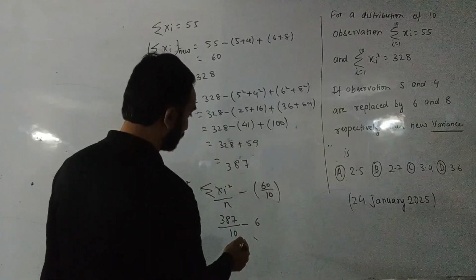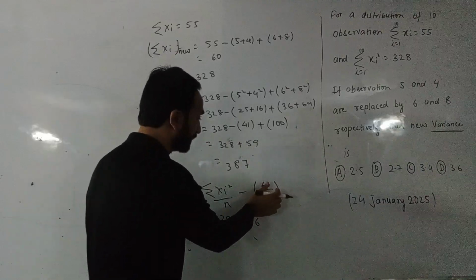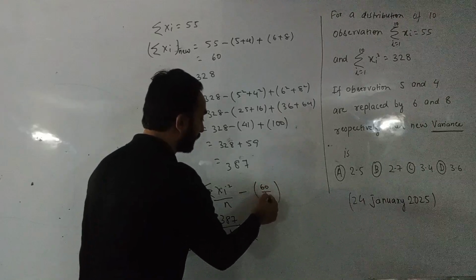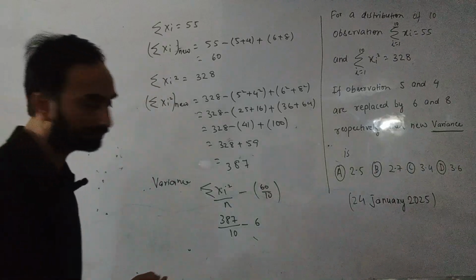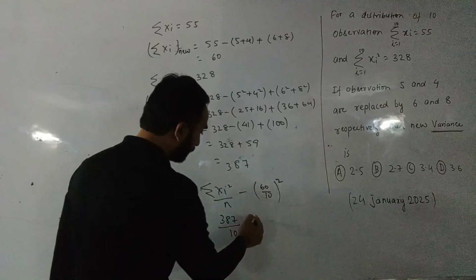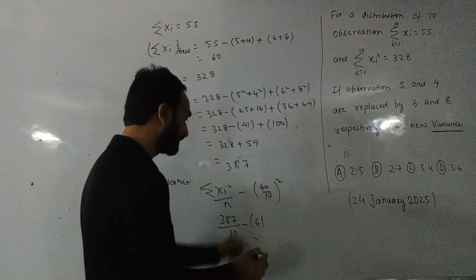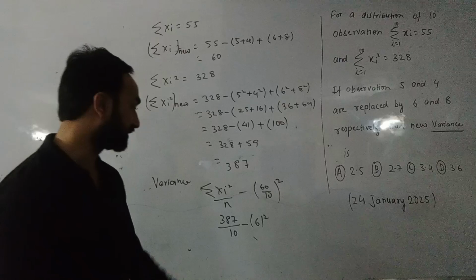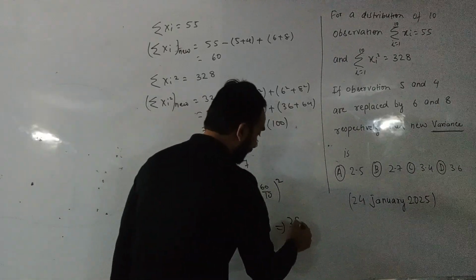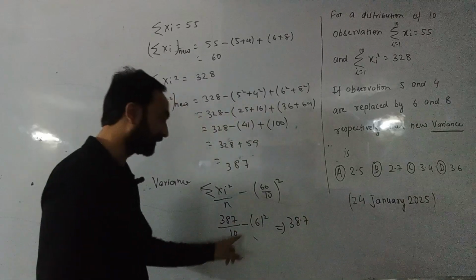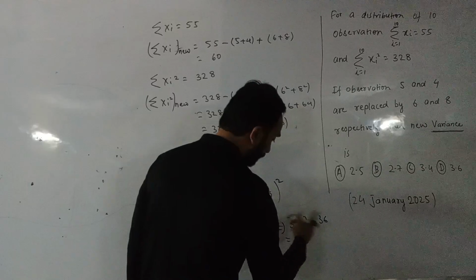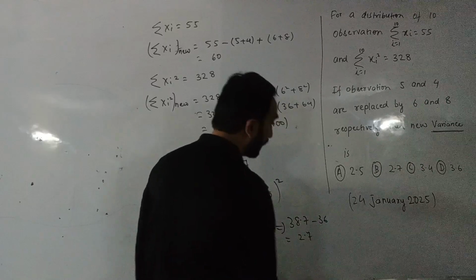Okay, so actually wait. The number is 60 divided by 10 and there should be a square. 60 divided by 10 square, right? So this will come as 6 and this will become 6 square. So this will actually become 38.7 minus 36, and finally it will become 2.7.